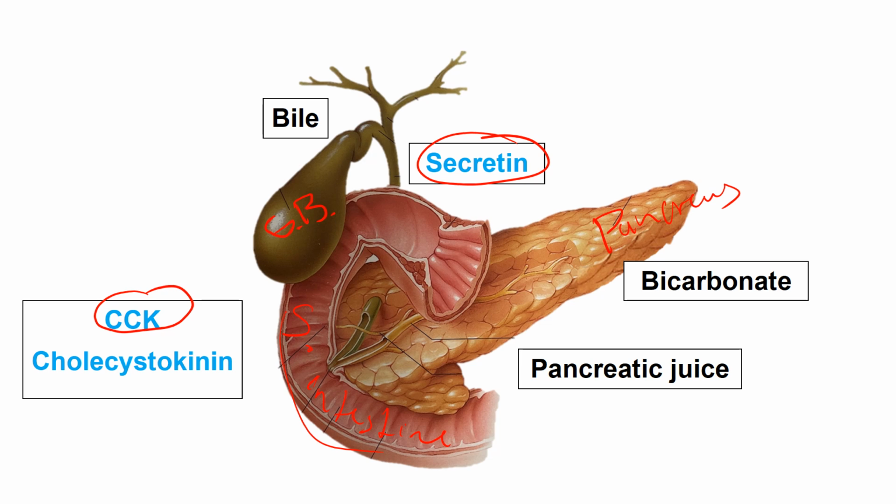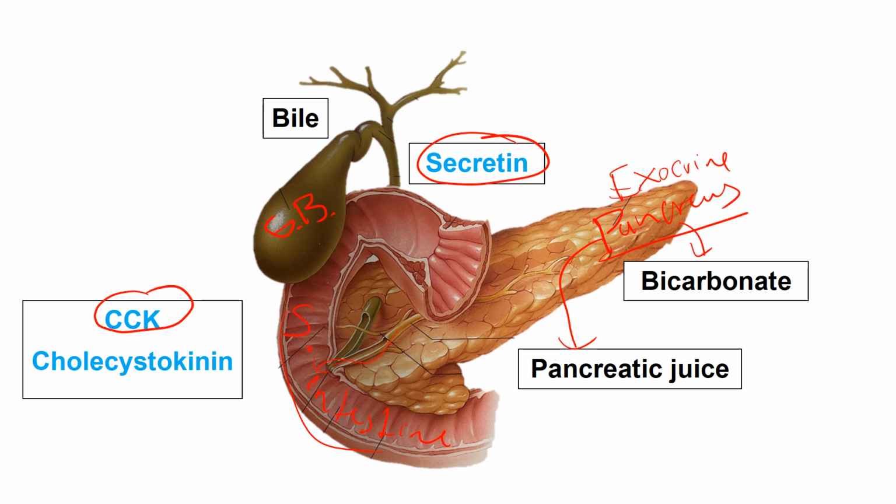Now, when the pancreas produces bicarbonate and pancreatic juice, which part of the pancreas are we talking about? Is this the endocrine pancreas or exocrine? This is actually the exocrine pancreas, because these substances are going to be secreted into the duodenum, into the small intestine, and not into the bloodstream. So we're talking about the digestive function of the pancreas.